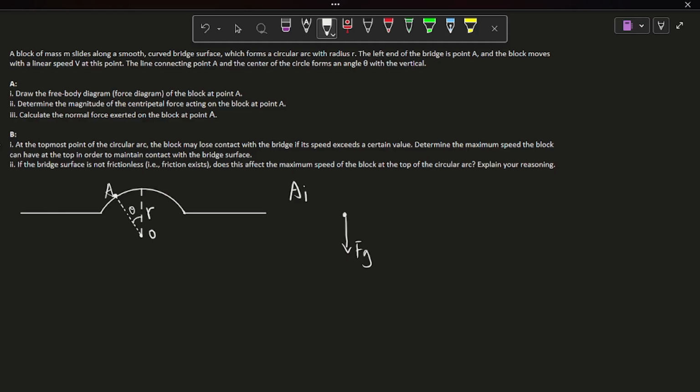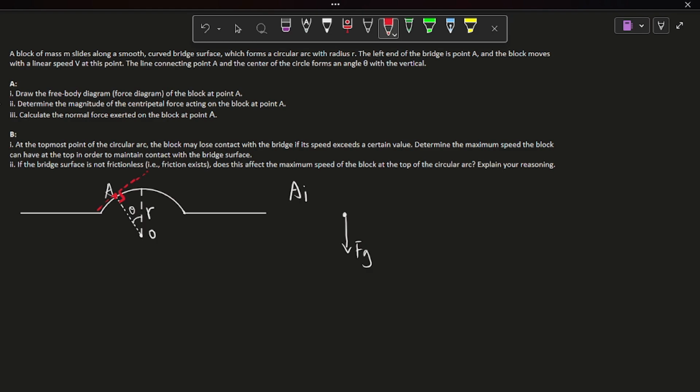At point A, the plane that the block contacts with is actually tangent to the circle at point A. What it means is, at point A, the object is actually contacting with this surface, and it is tangent to the circle. Using geometry, we can get this is actually 90 degrees, right?